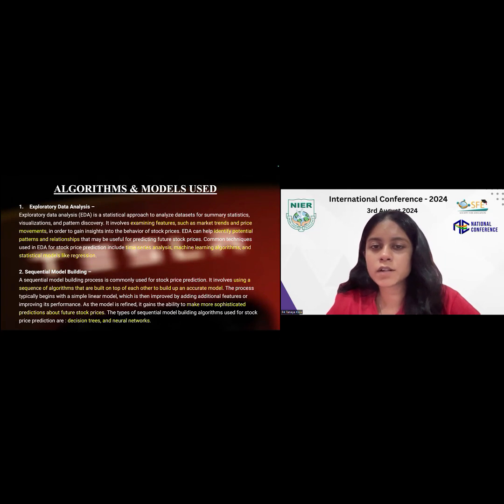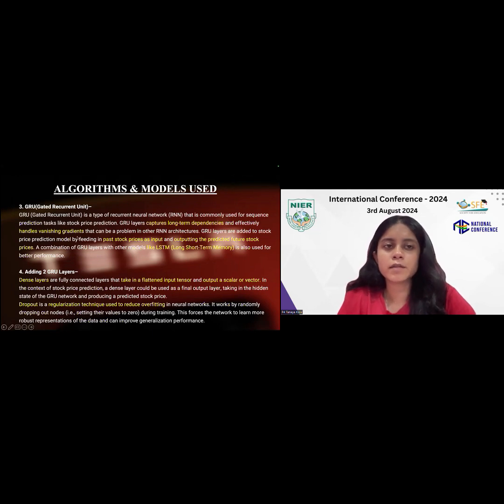It also includes time series analysis, machine learning algorithms, and statistical models like regression. Then the second one is sequential model building, as stock price comes under sequential or time series data. It is important to understand the sequence of algorithms that are built on top of each other to build an accurate model at the end. So decision trees and neural networks are two of the sequential model building algorithms used for stock price prediction.